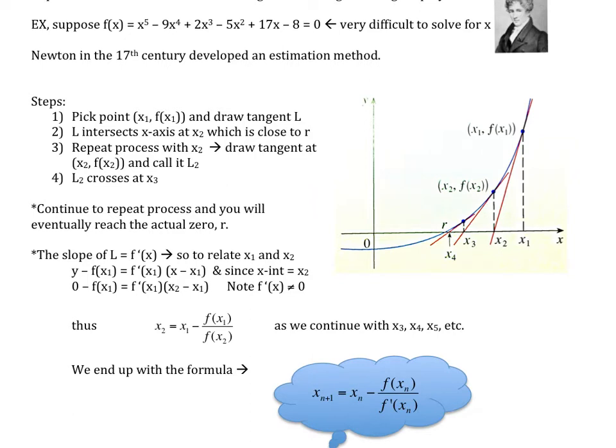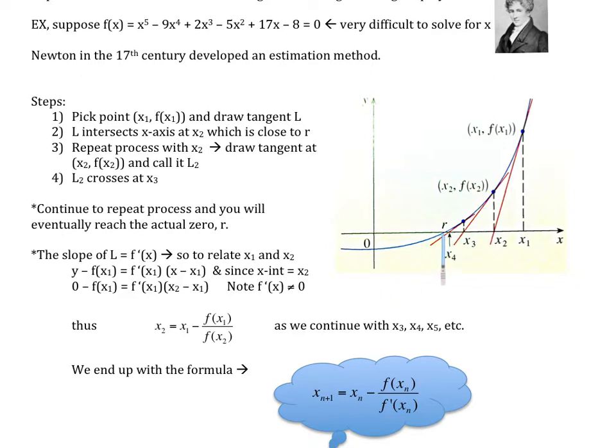x1, f of x1. So we have our graph here, and we're going to pick some point, x1, f of x1, right there. And I want to find this root right here. Well, if I draw a tangent line, it's going to intersect right here at x2. Come up, find what the value of x2 is. So we have x2, f of x2. Draw another tangent line. You get another one. Draw another tangent line. You get another one. Draw another.